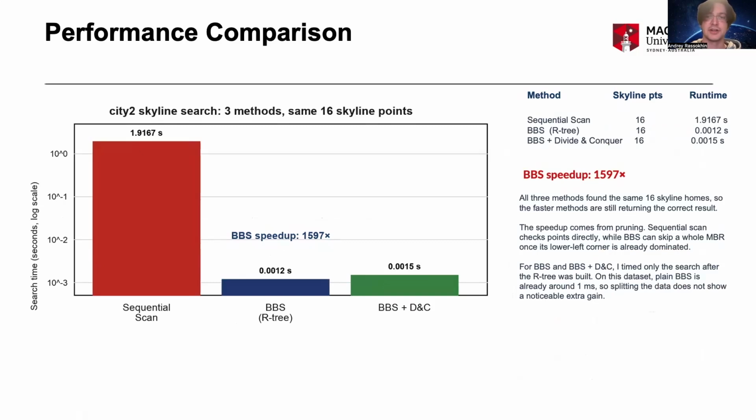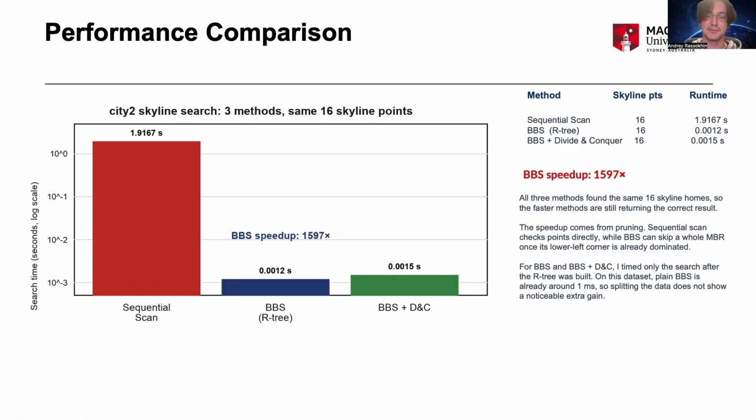The results show us that all three methods found the same 16 skyline homes. That's an important highlight because it means the faster methods are still returning the same correct result as the sequential baseline. The sequential scan took us just under 2 seconds. BBS took 0.0012 seconds, giving us around a 1600x speedup. The speedup comes mostly from the pruning as mentioned before.